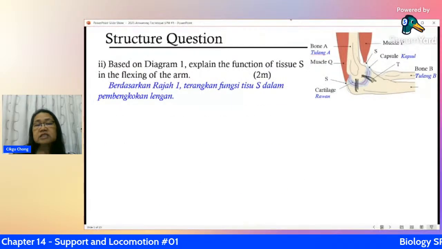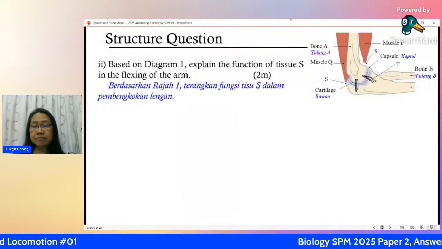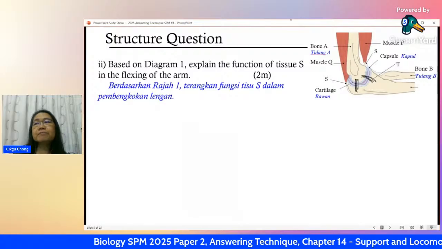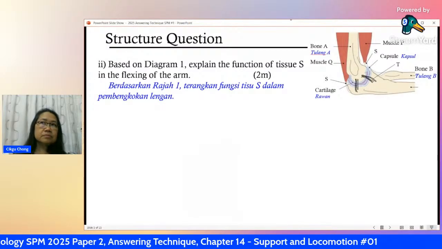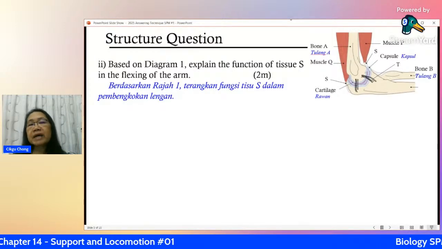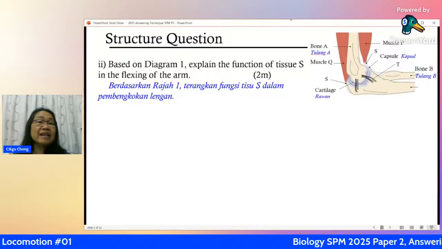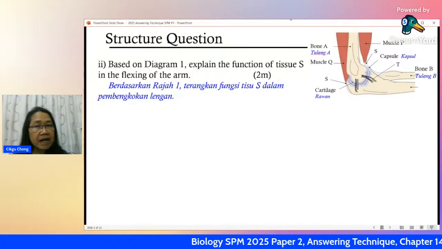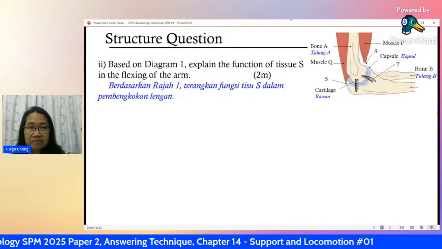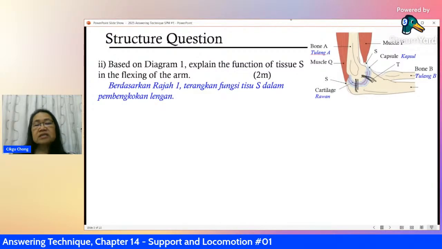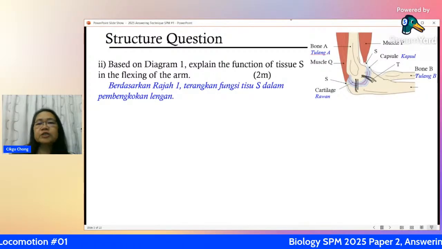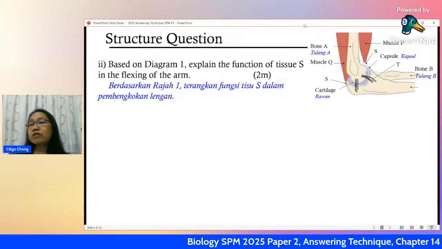Okay, now next question. Based on diagram 1, explain the function of tissue S in the flexing of the arm. Flexing is the movement of pulling the limbs upwards. In Malay we say pembengkokkan. Bengkok means you bend it. Bending is called flexing. The same meaning of bend is flex. The opposite of flex is extend or straighten. Flex sounds a little more technical, but it actually means bending. So if you want to bend your arm, what is the function of S? If you already have your answer, please type it in.